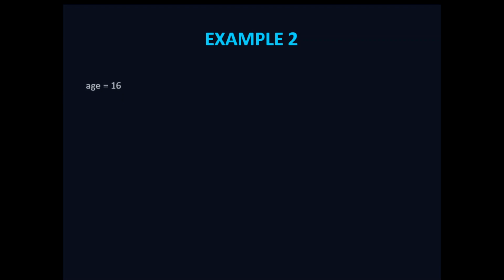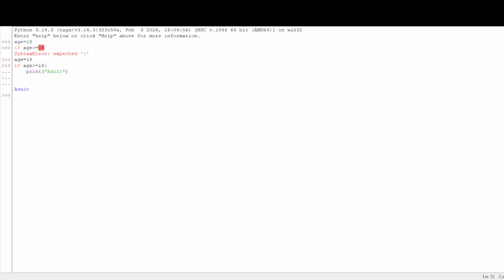What is the example? Again, I am taking a is equal to 16. If a is greater than or equal to 18 colon, you print adult. If a is not greater than or equal to 18, in the else part you print it is minor. That is what I am doing as part of this example. Now let's quickly see this example in our IDE.